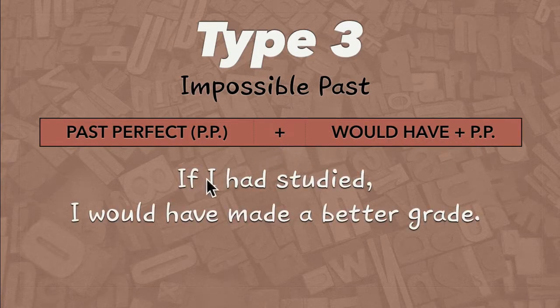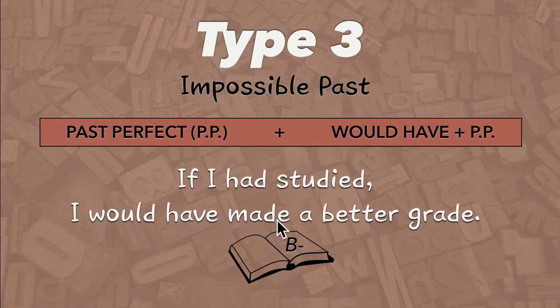For example, if I had studied, I would have made a better grade. The truth is this person's grade is a B minus, not so good. But if he or she studied more, had studied, they would have made a better grade. Maybe A plus. I don't know. We'll never know because it's an impossible past.